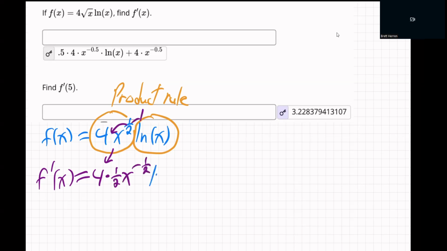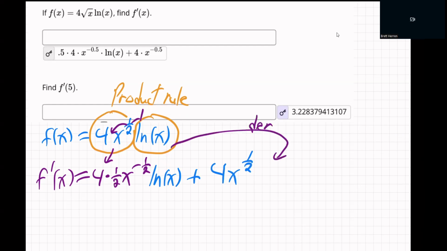And then the natural log of x is just sitting there because it's not its turn. Remember, I'm doing the product rule, right? Product rule says they take turns. So the first guy's derivative is done, the second guy's just sitting there. Plus, then the first guy's just sitting there, and it's the second guy's turn.